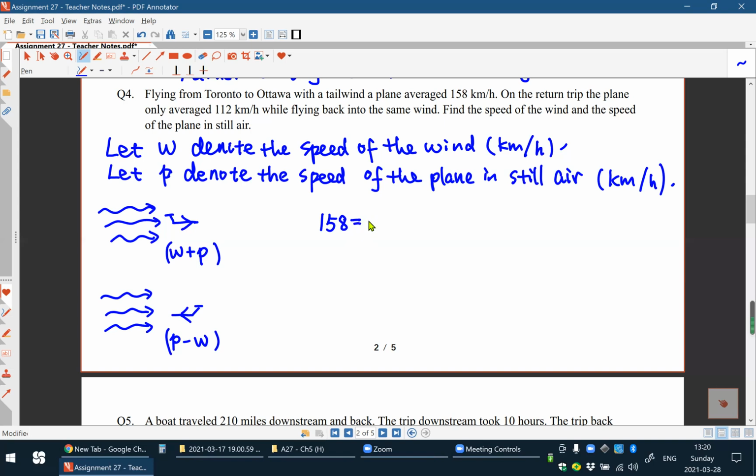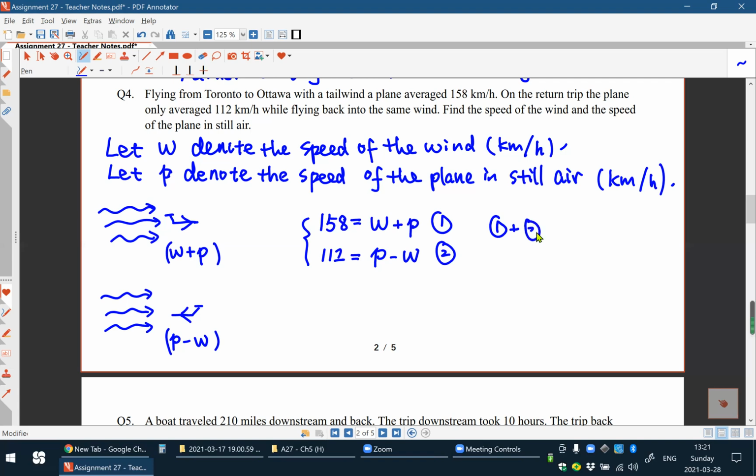And in this case, the speed is W plus P, right? Okay, second, return trip, we have a headwind, right? If we have a headwind, that means the actual speed 112 is P minus W, right? Okay, so now we have two variables, two equations. We should be able to find the value of P and W, right?